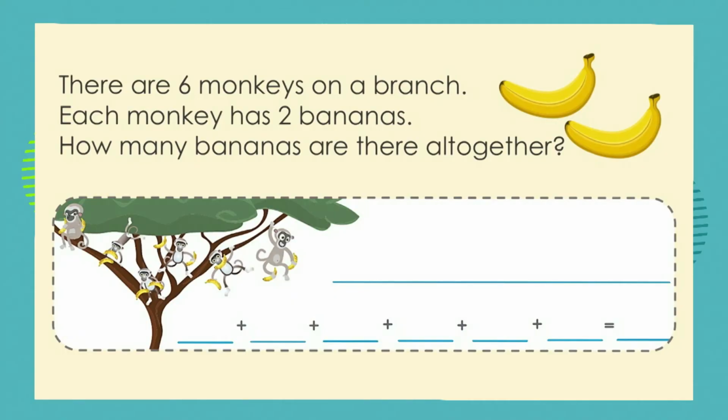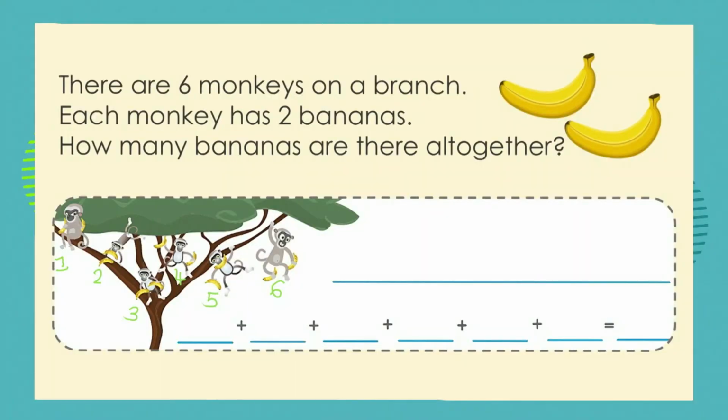There are 6 monkeys on a branch. Each monkey has 2 bananas. How many bananas are there all together? So here is our first monkey, our second one, our third one, our fourth one, our fifth one, and the sixth one. And we know that each monkey has 2 bananas.